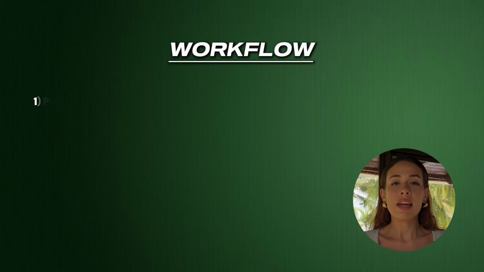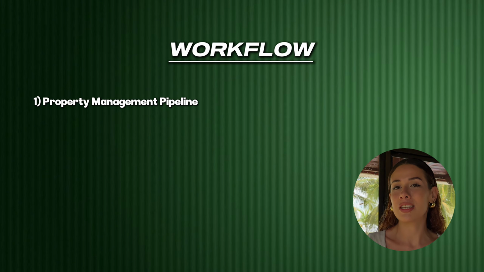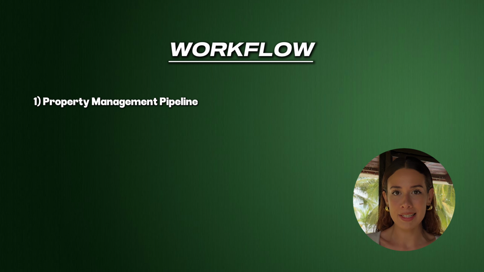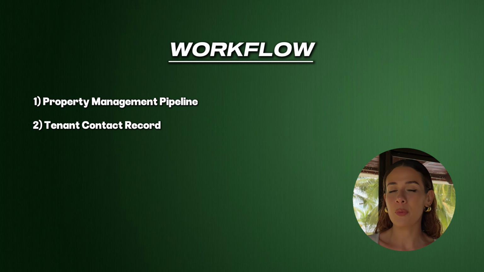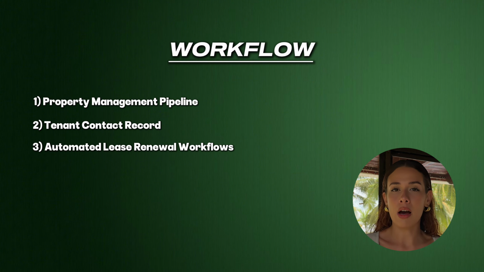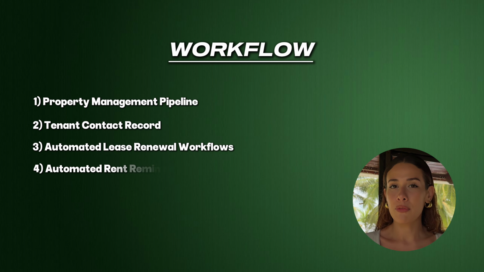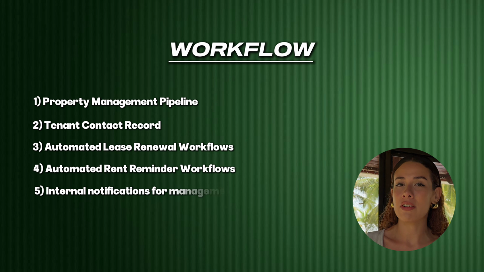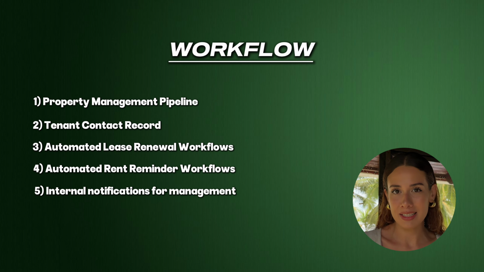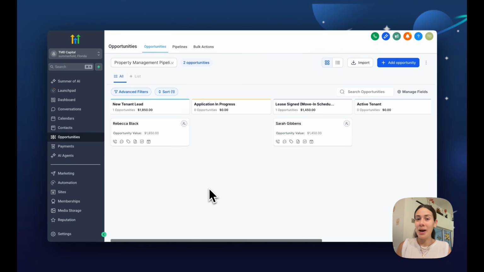Okay, so here's the full visual workflow of exactly what we're going over today. Number one is the property management pipeline, which is a visual dashboard to show all of the tenant statuses. Number two is the tenant contact record, which is where we'll organize all of the documents and keep their information organized. Number three are the automated lease renewal workflows, that way we don't have to go chasing them when their lease is about to be up. Number four are automated rent reminder workflows, that way you don't have to go chasing down the rent. And number five are the internal notifications to management, so we can be on top of it and give our tenants the best experience.